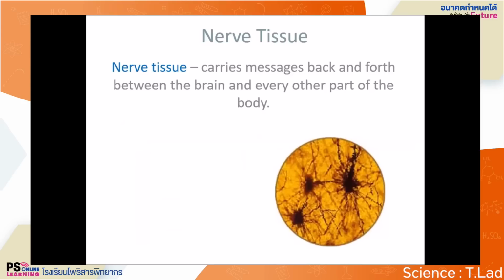A nerve tissue carries messages back and forth. So meaning from the brain to the body and from the body to the brain. So this is the job of a nerve tissue. They send messages to and from the brain to the body and from the body to the brain.